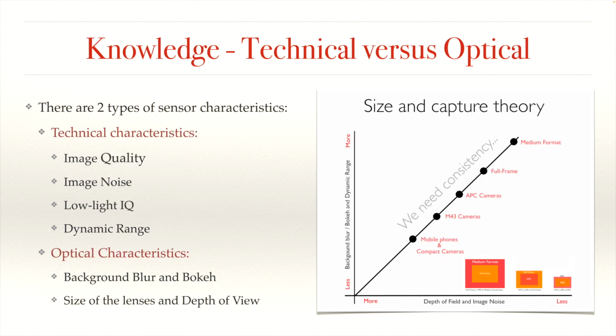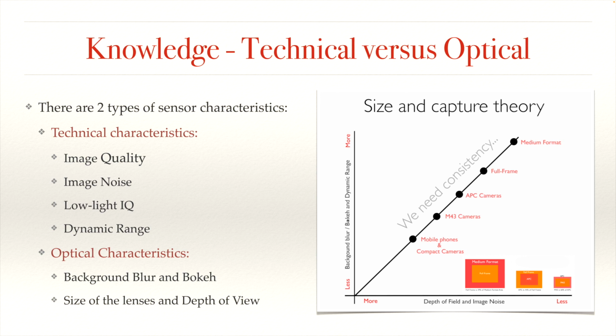The second point is something really interesting. It takes us back to the size and capture theory, which basically says the smaller one is not as good as the big one. If you look at the horizontal axis here, you have less and more: depth of field and image noise. According to the theory, you have less image noise on medium format, and you will have more noise on the smaller sensors here. This is what we saw in those two examples with the camera reviews.